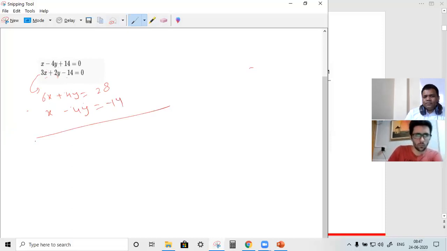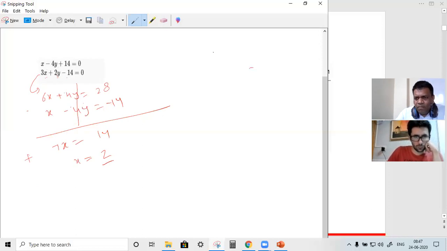Am I right? Just add these two. So this gets cancelled. I just wanted that. So 7x is equal to 14. So x is equal to 2, is that correct? No, you got minus 2? x is equal to 2 is correct.